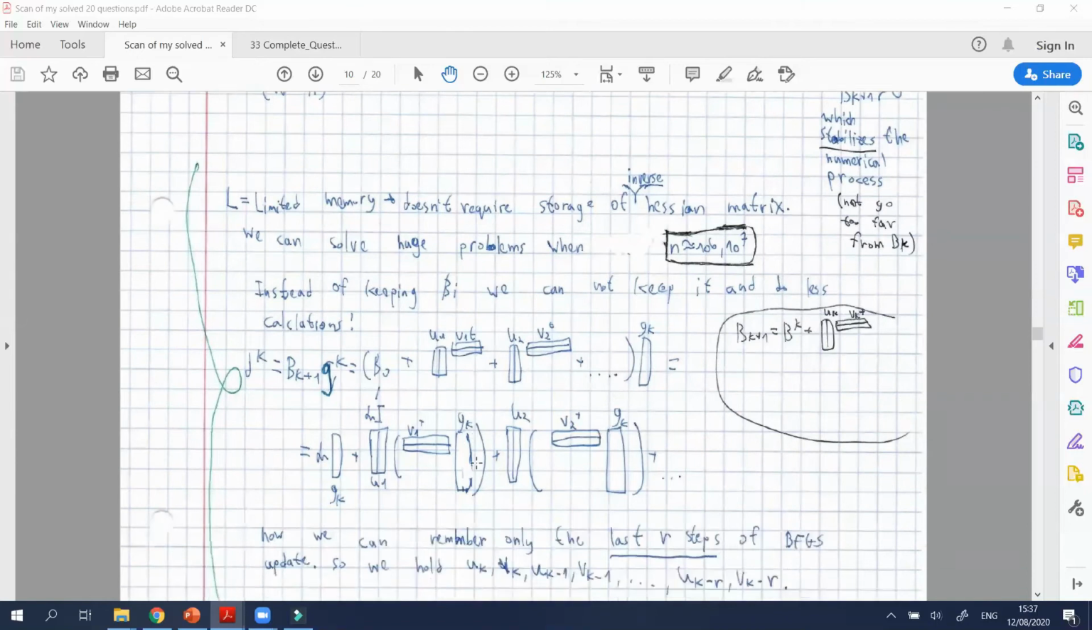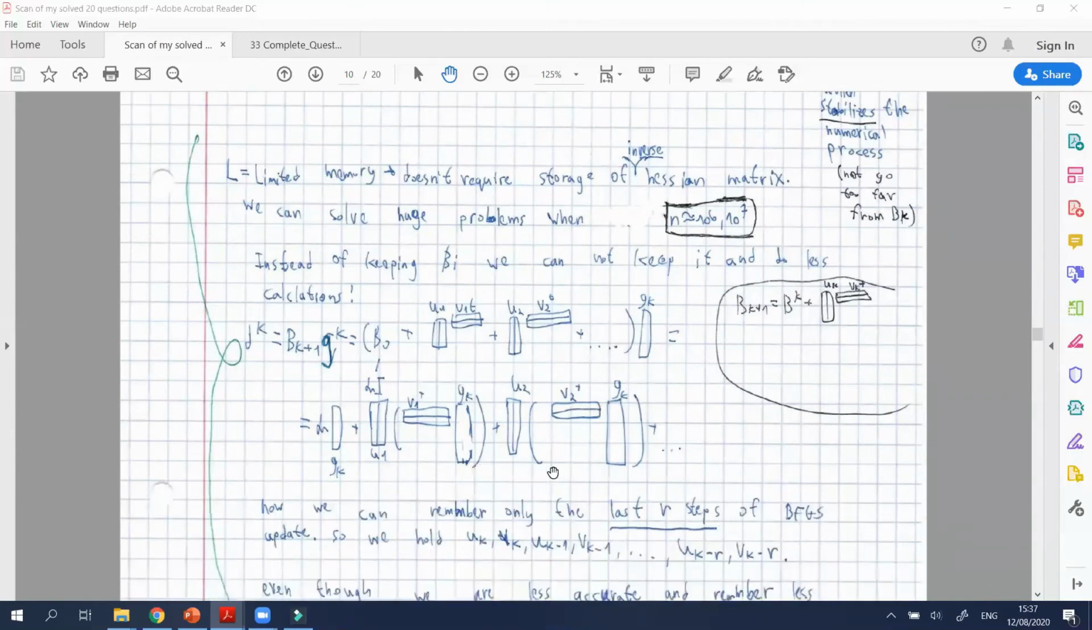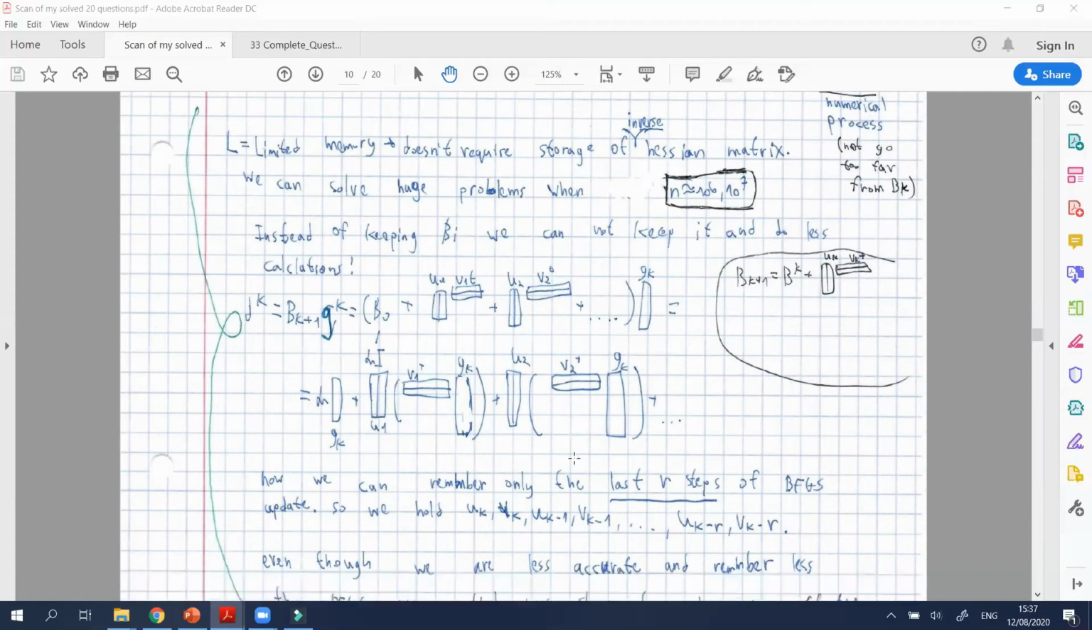But the L-BFGS method says something else. I want to remember only the last r steps I've done. This is actually kind of weird. It seems like we're forgetting the updates. This doesn't seem right.